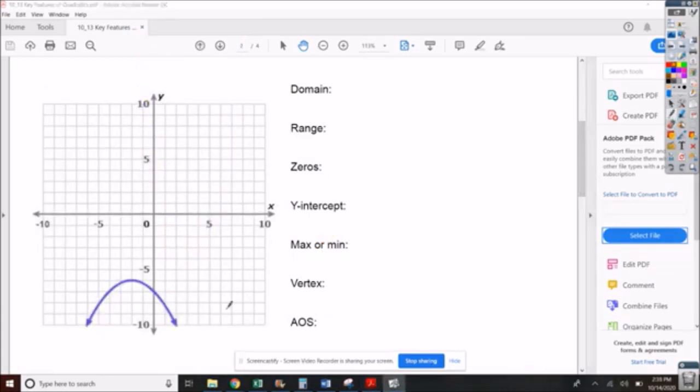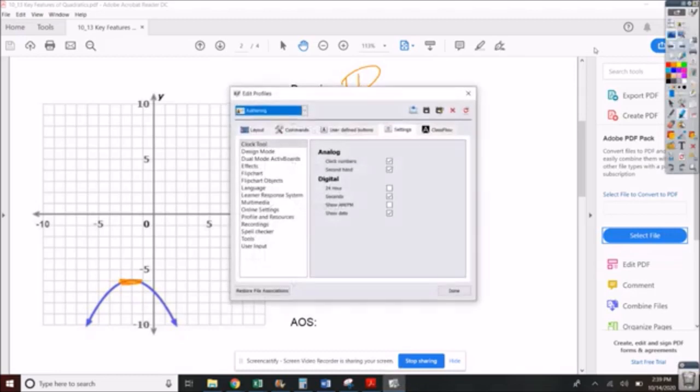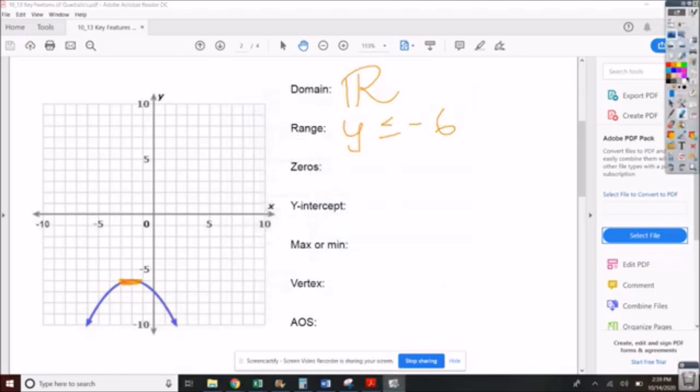Okay, so this has arrows as well. They're going down and out to the left and down and out to the right. So my domain remains all real numbers. My range this time, the highest that I go is -6, and I'm going below that. So I'm going below -6, including -6. Okay, my zeros are the x-intercepts. So I'm looking at where it crosses the x-axis. I don't. So the answer here would be none.